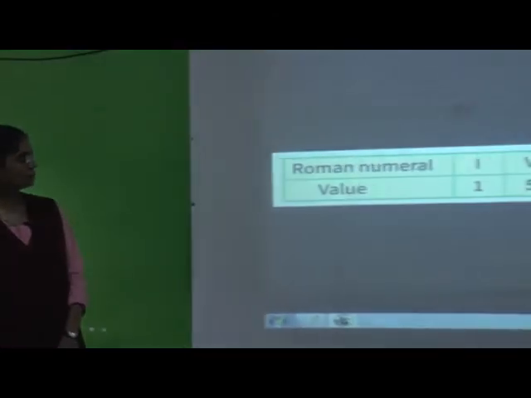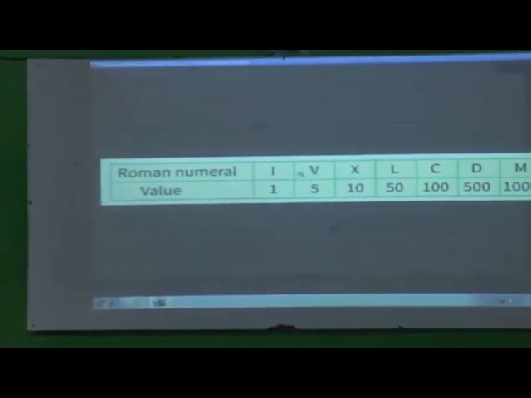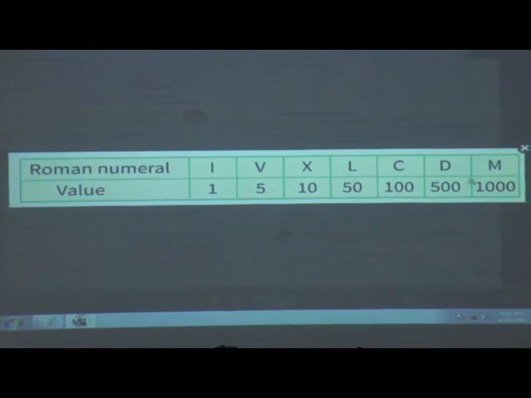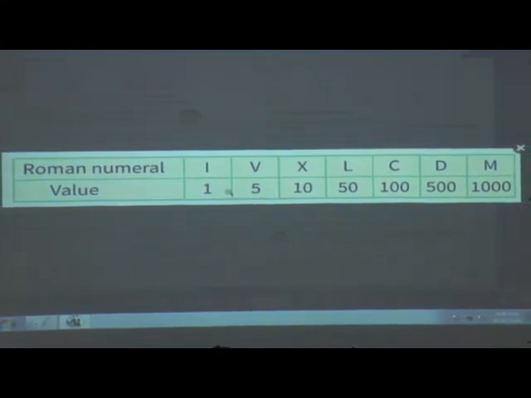So see here, in the previous session what we had learned? Yes, we had learned about the Roman number system. So look here, look at the board. Here these 7 letters we are using for Roman numerals. To write Roman numerals we are using these 7 letters.